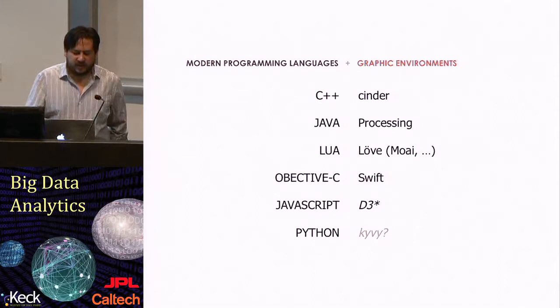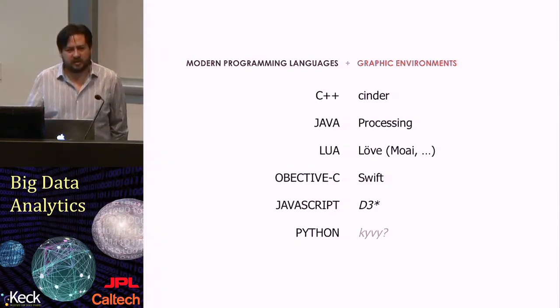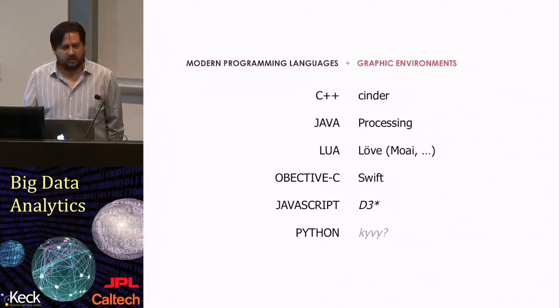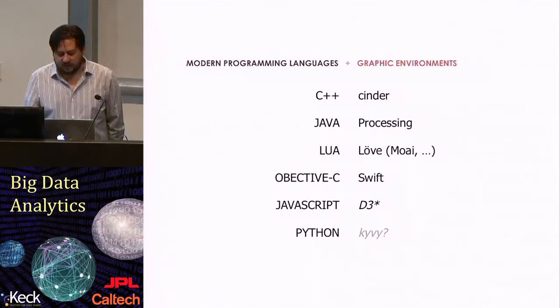Notice that Objective-C has Swift, and then for JavaScript, you could say an easier way to create graphics is this package called D3. We'll talk a little more about D3 in the next section.